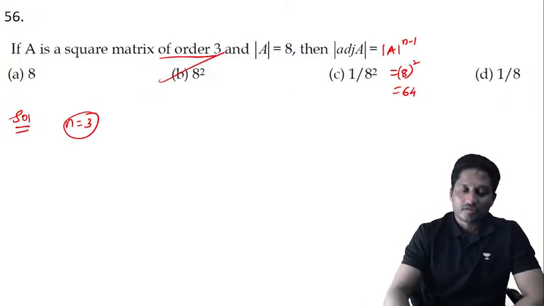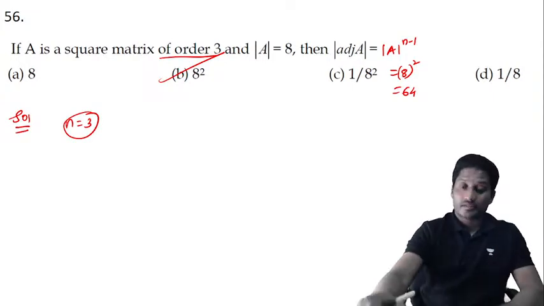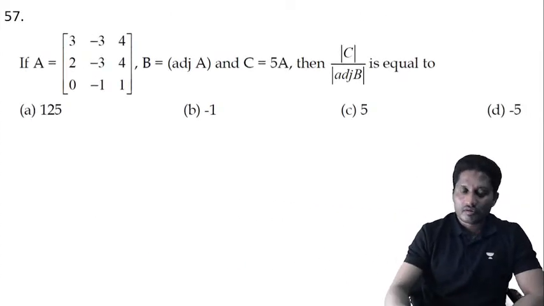Is it clear, guys? I'm just using the result. Determinant of adjoint A is determinant A to the power of n minus 1. Question number 57. Alright, now good question. Now listen.